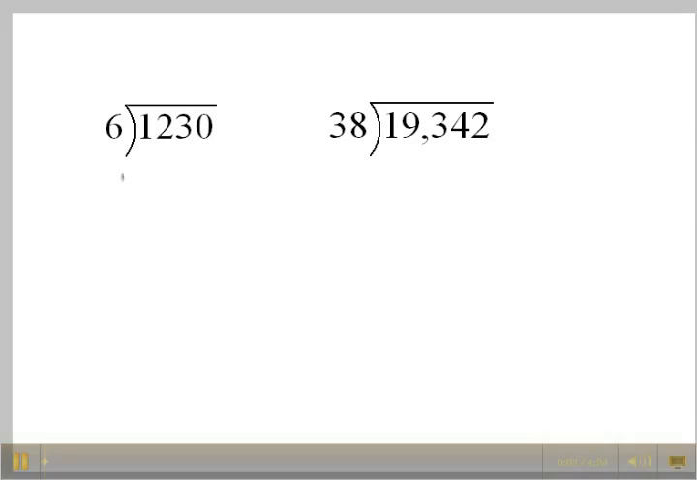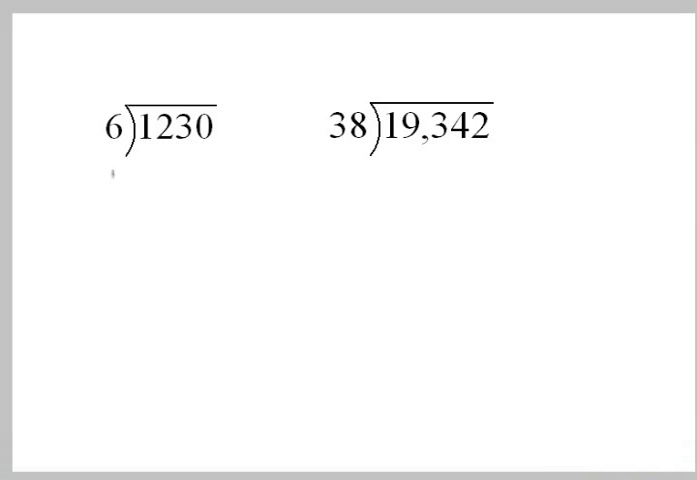Hi, in this video we're going to look at some examples to review long division. Here we have the problem 1230 divided by 6. So we're going to go step by step and say, okay, how many times does 6 go into 1? Well, it goes in 0 times.